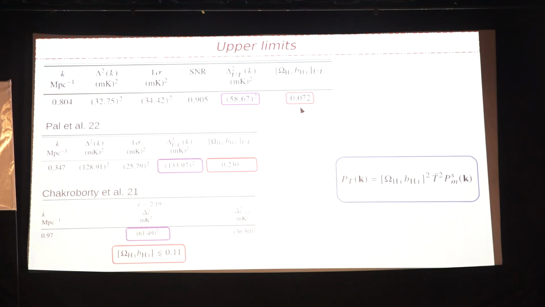This upper limit we can compare with the previous result shown by Sijaji. He got 130, and we got 134, around 5 times improvement. And this is comparable to the results obtained by Chakraborty et al.